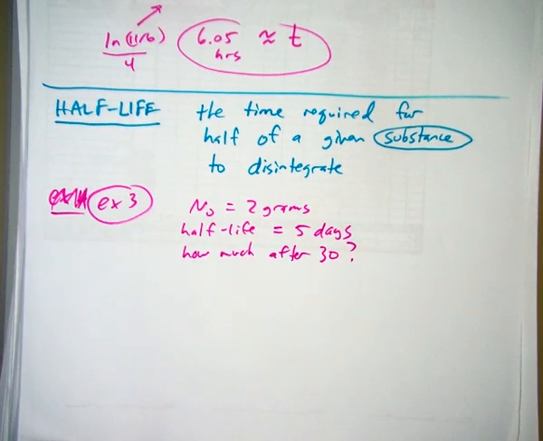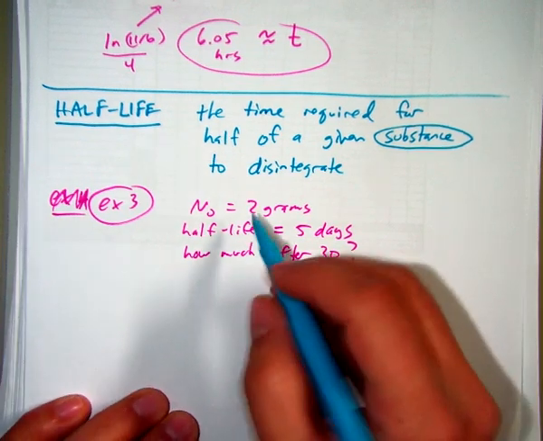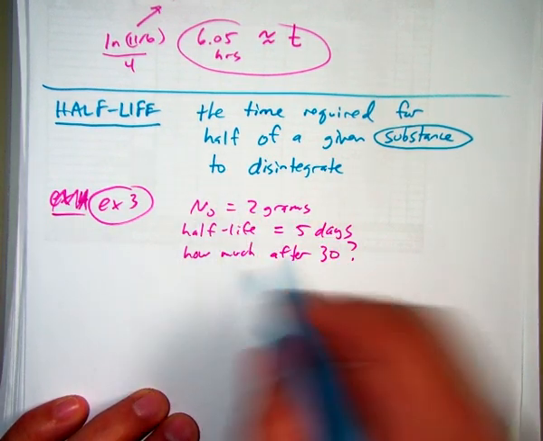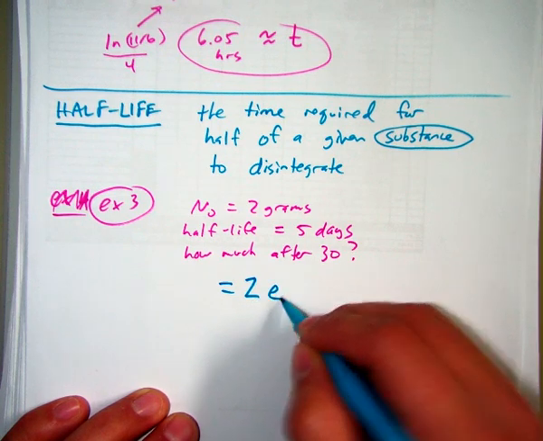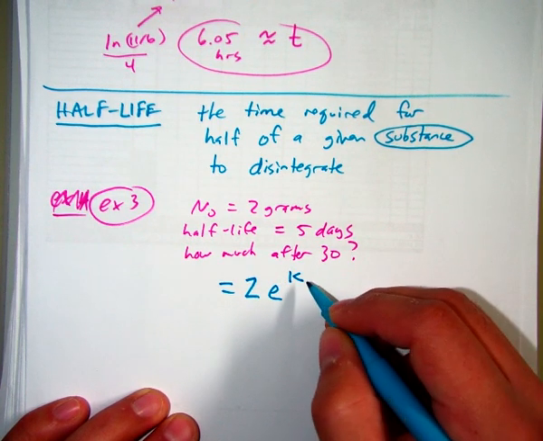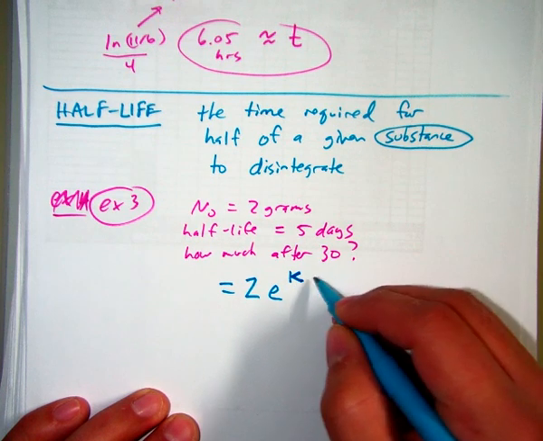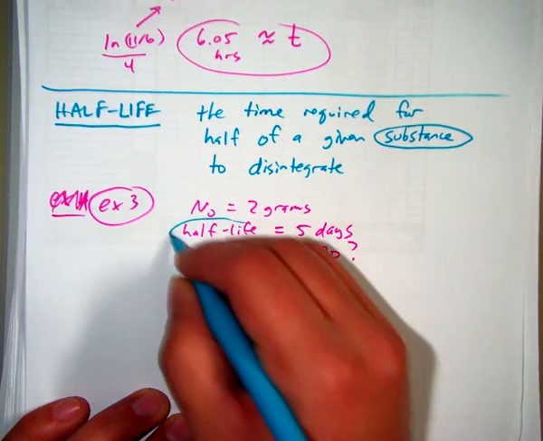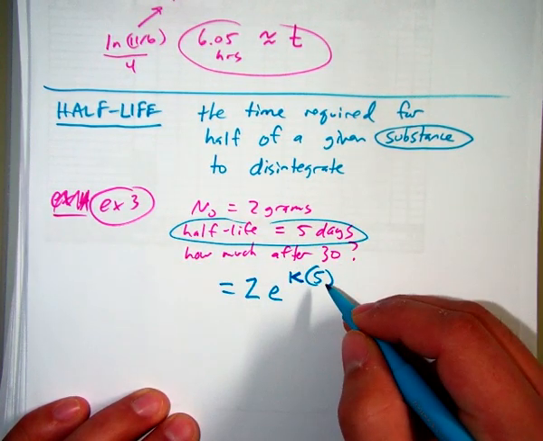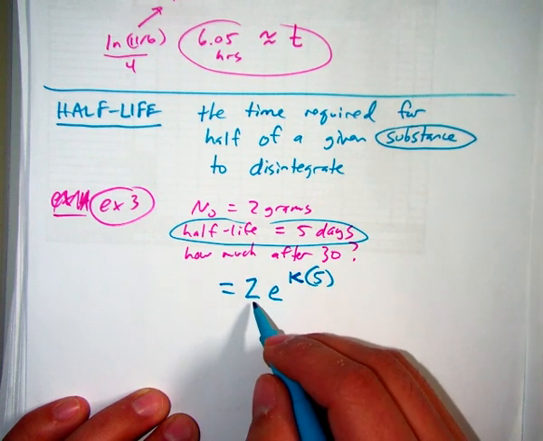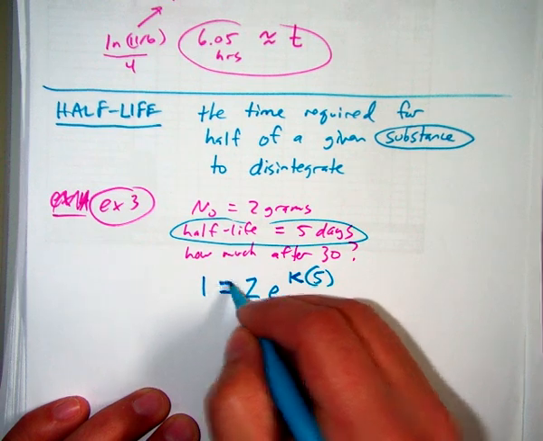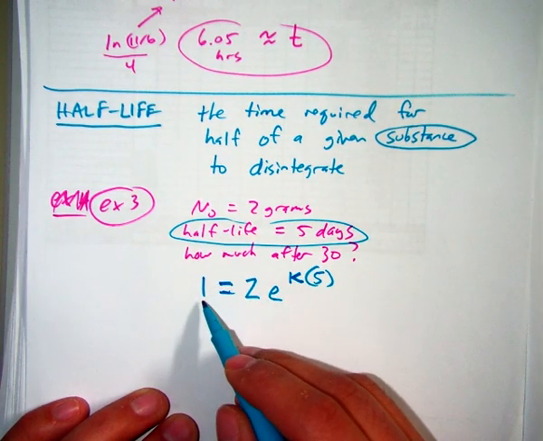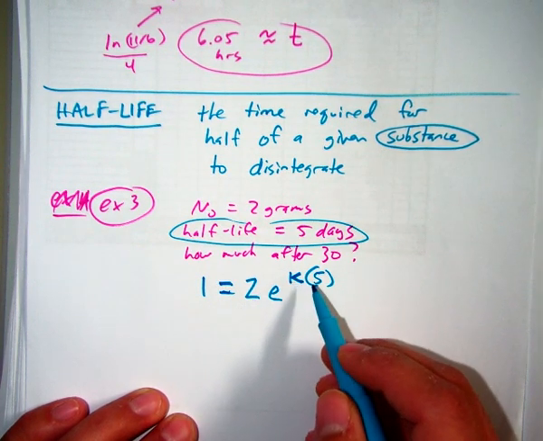So we can do that using that growth law that we've been talking about. Plugging in that we know initial amount is 2 grams, so N naught is 2. We have e, we have k. And now here's what I know. I know that the half-life is 5 days, so when I plug 5 in for t, this initial amount, which was 2 grams, is going to get cut in half. So the final equation will be 1 equals 2 e to the k times 5.